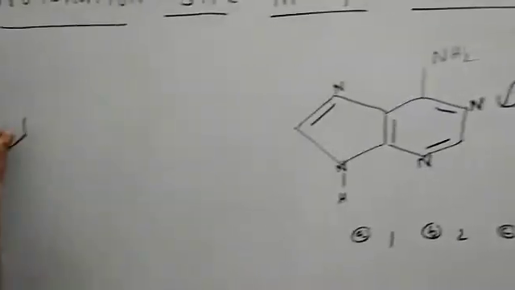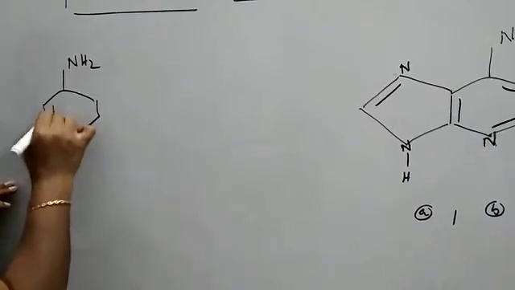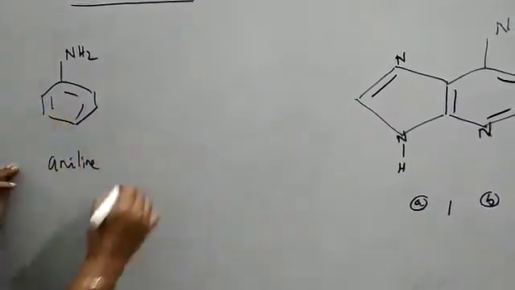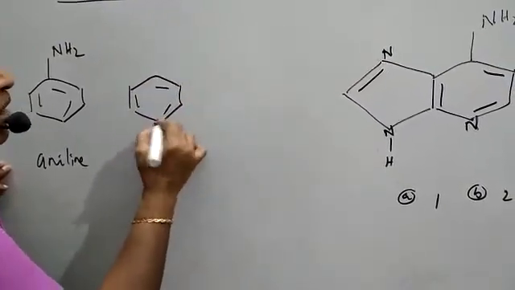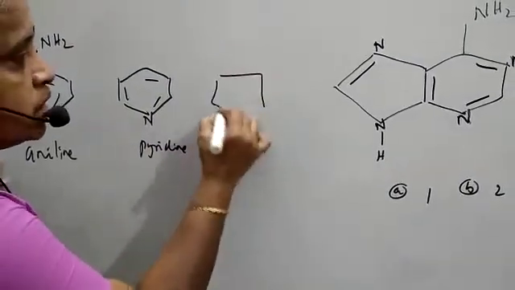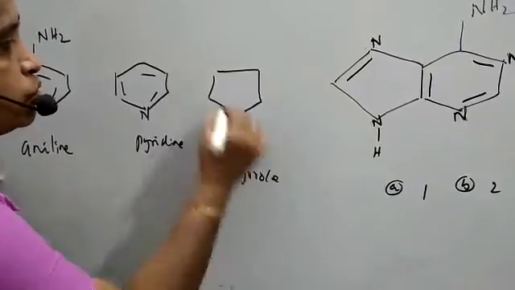Now let us see the question. To discuss the knowledge, you should first know what each compound is individually. One compound is aniline. Next, this compound is pyridine. Next one is pyrrole. These are all compounds known to you.